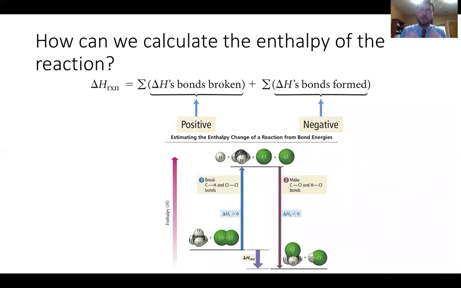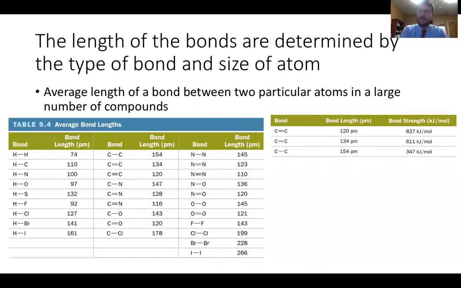If you break stronger bonds than you form, you will have an endothermic reaction, right? Because your number will be positive. If you form stronger bonds than you break, your delta H of the reaction will be exothermic. It will be exothermic, right? And there is a correlation between bonds broken and energy released and energy formed.